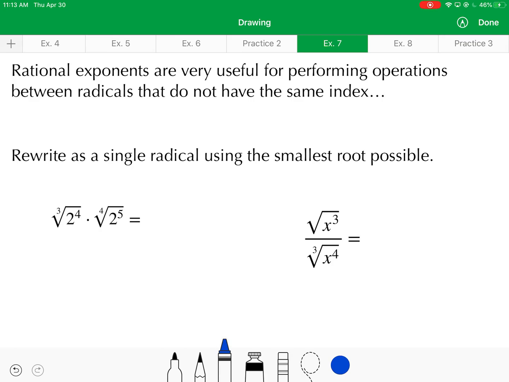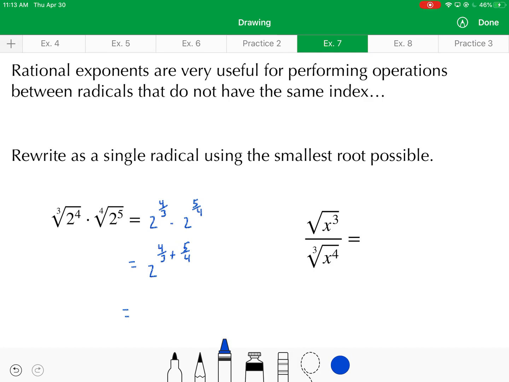Notice I'm over on the left side, I'm multiplying a cube root by a fourth root. Since they don't have the same index, I can't just multiply my radicands together, right? So it's going to be beneficial to rewrite these both in their rational exponent form. Cube root of 2 to the fourth power, we know that's the same as 2 raised to the 4/3. And then the fourth root of 2 to the fifth would be the same as 2 raised to the 5/4 power, right? Now I can apply a property of exponents, and I can add the 4/3 with the 5/4.